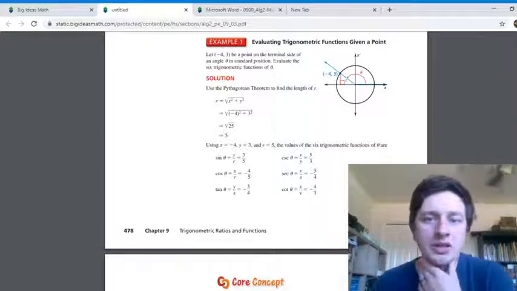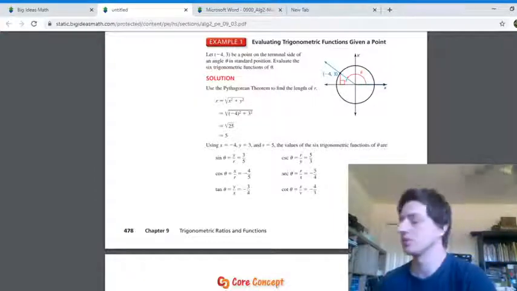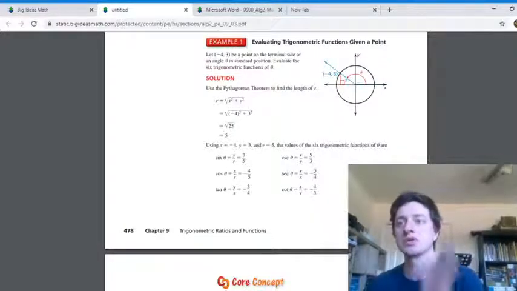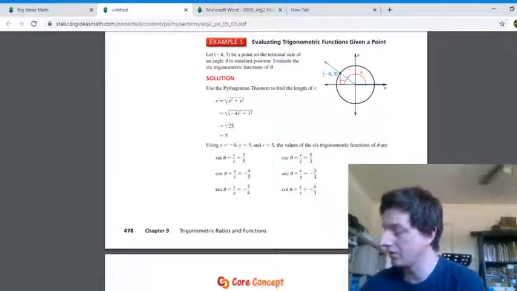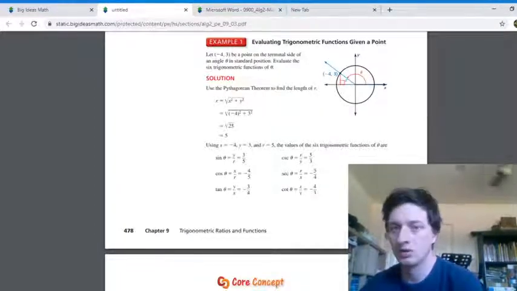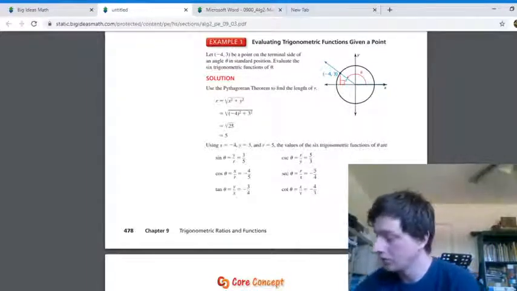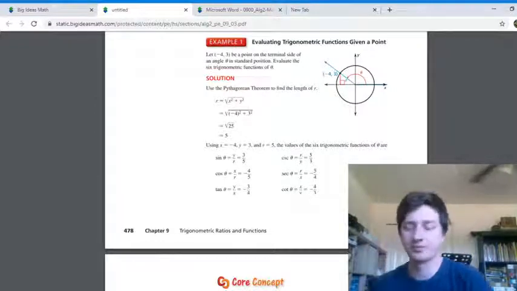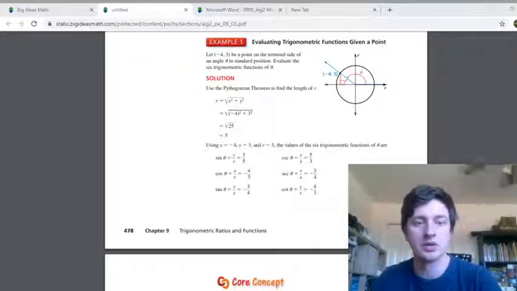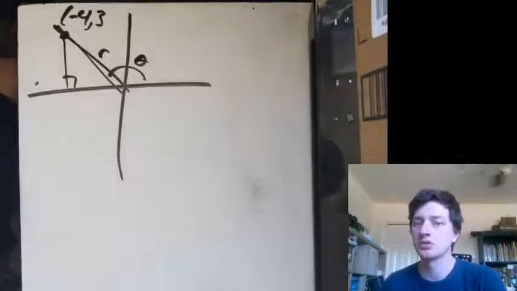Okay, so it says let -4, 3 be a point on the terminal side of an angle theta in standard position. So remember, standard position means one side of the angle goes along the x-axis. The terminal side is where the rest of the angle is, and -4, 3 is a point on this terminal side. So we have -4, 3. And then we have this right triangle with the r. Okay, and then theta is some obtuse angle. So that would look like this, right? I redrew it. Evaluate the 6 trigonometric functions of theta.